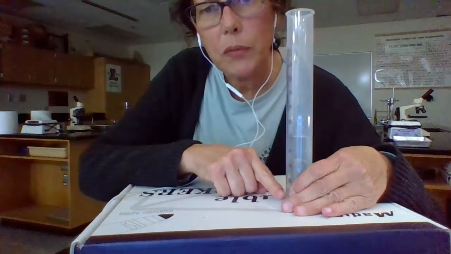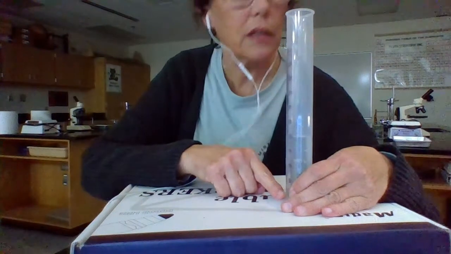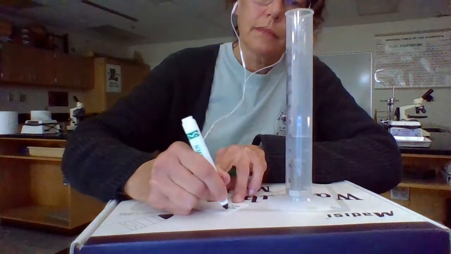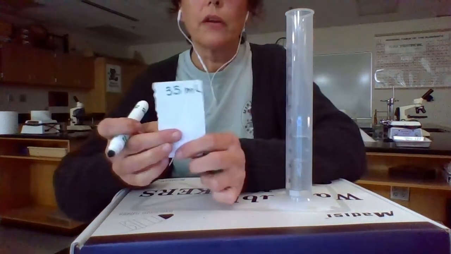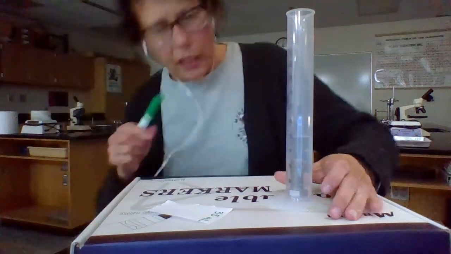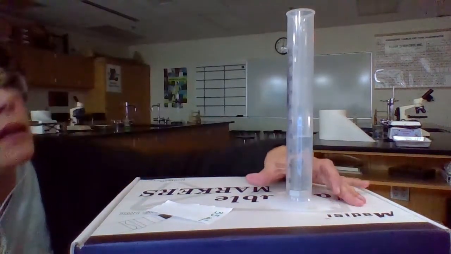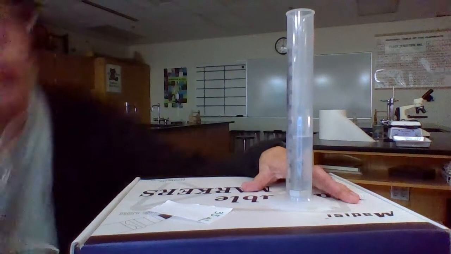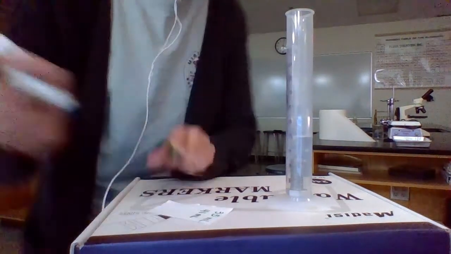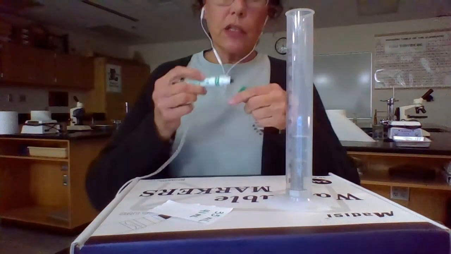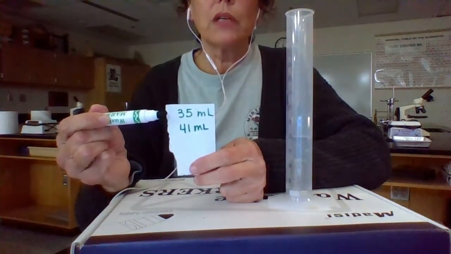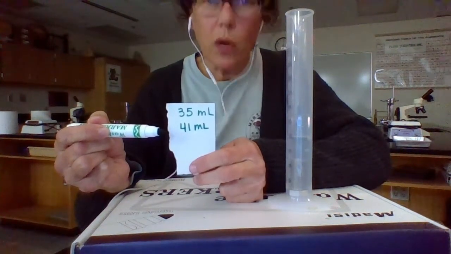So remember, what was my starting volume? 35 milliliters. Let me write that down. Okay, so my starting volume was 35 milliliters, and now I have my end volume, which if I get down and look at it, remember I need to get to eye level again. This time it's at 41 milliliters. So you can do some math in your head, or you can plug it into your calculator. So this was my starting volume, 35 milliliters, and after I put in the object, it was 41 milliliters.